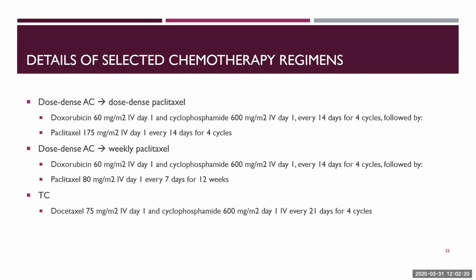Generally, if patients have higher risk and a lot of lymph node involvement, we will want to try and give them the dose dense AC, either with dose dense paclitaxel or weekly paclitaxel. If they don't have as much nodal involvement, then you might do TC. TC may also be indicated for patients that are older and maybe their performance status isn't as high as well.